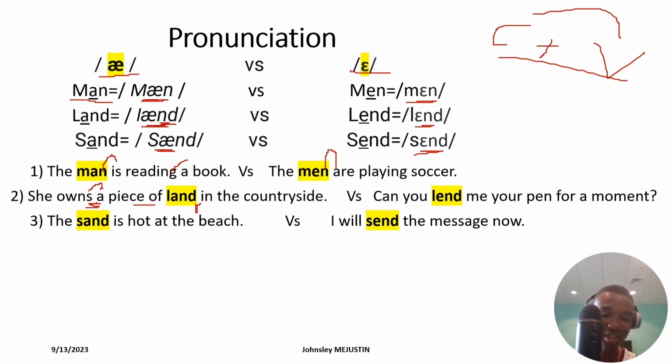Can you lend me? See? Land, lend. Can you lend me your pen for a moment? Can you lend me your pen for a moment?